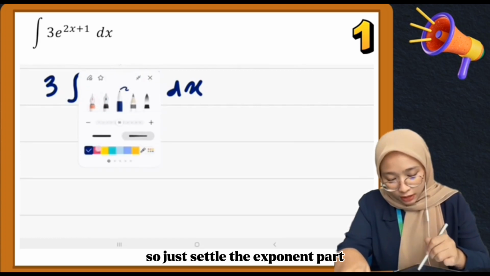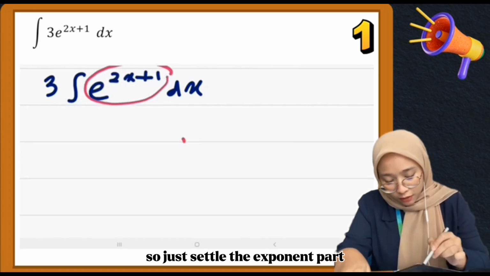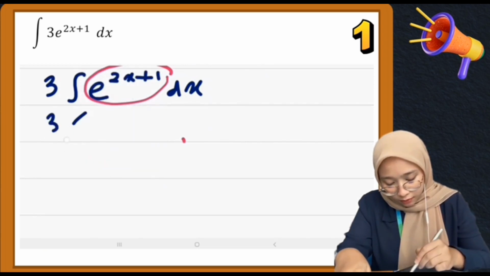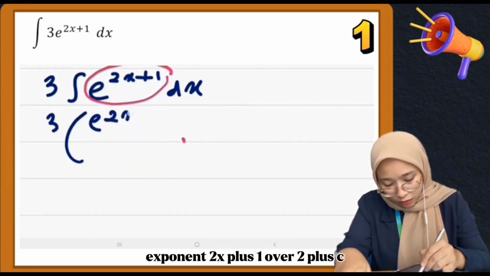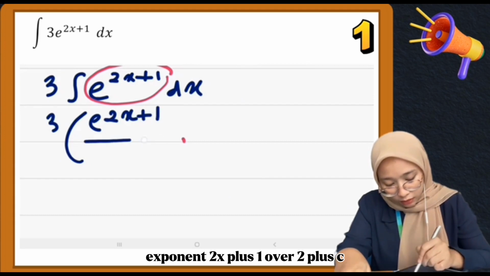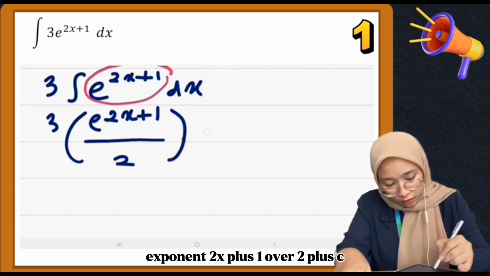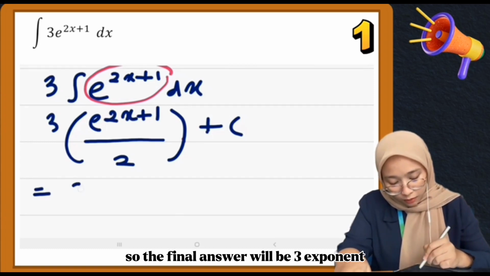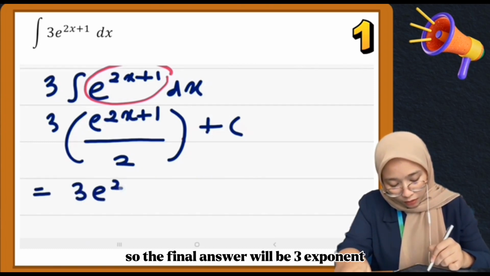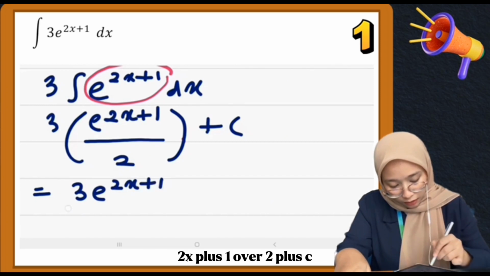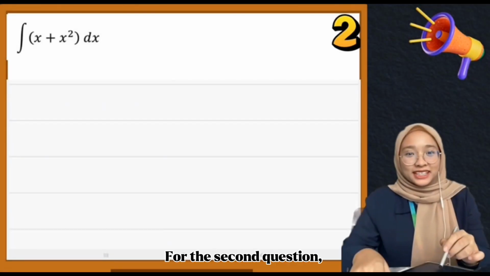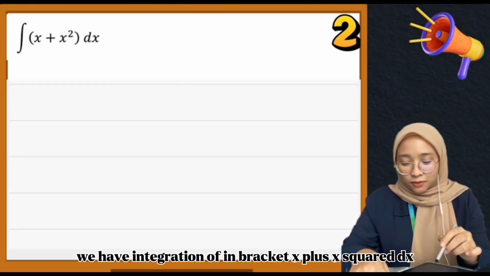So just settle the exponent part and we will have 3 exponent 2x plus 1 over 2 plus c. So the final answer will be 3 exponent 2x plus 1 over 2 plus c. For the second question, we have the integration of, in bracket, x plus x squared dx.